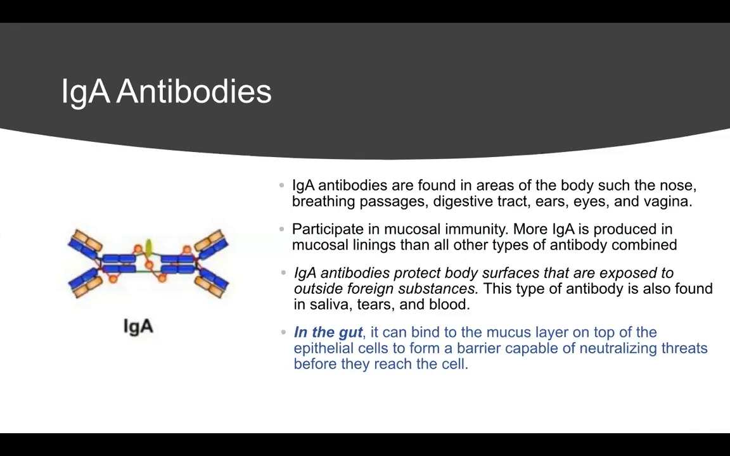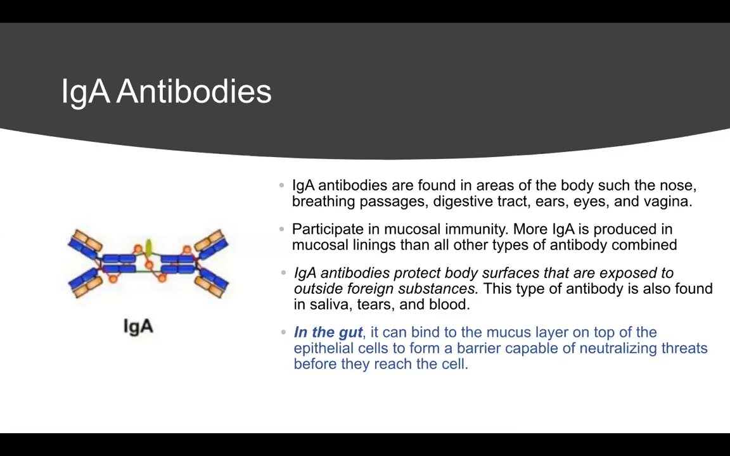So think of all of those surfaces as places where environmental toxins, ingested foods or proteins, or other foreign substances are more likely to come in contact. There's more IgA produced in the mucosal linings than all other types of antibodies combined. So that is the predominant source of antibody there.